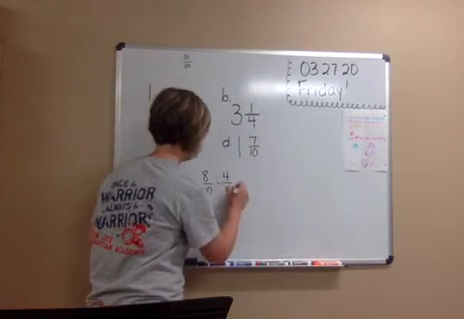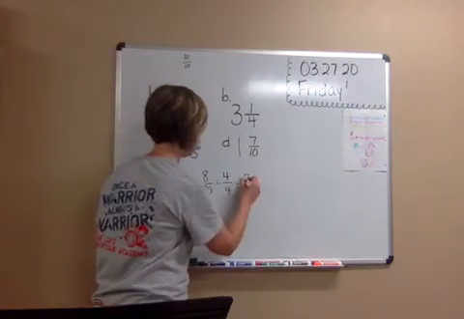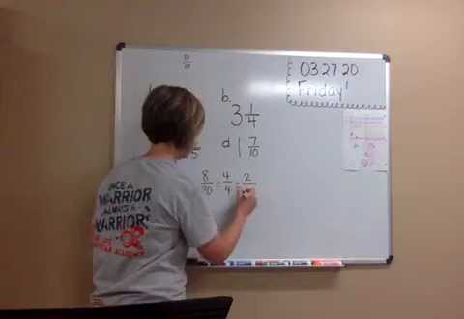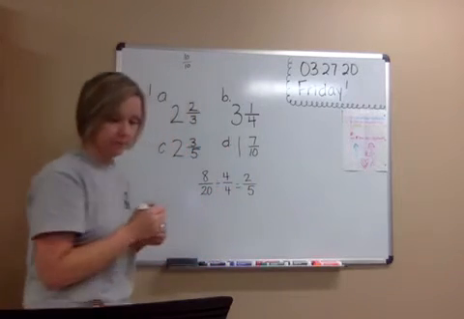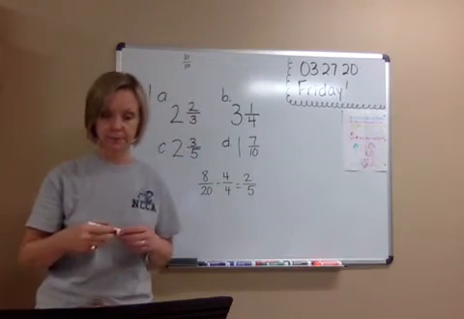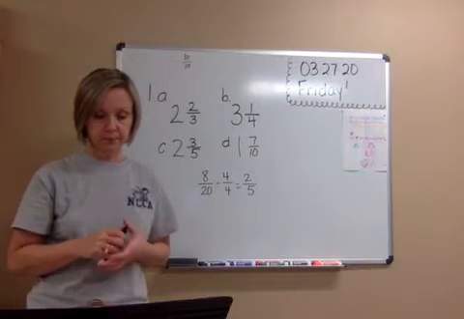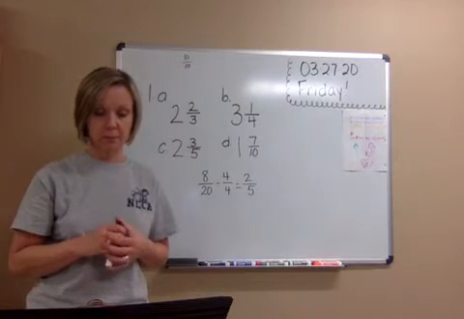4 over 4. 8 divided by 4 equals 2. 20 divided by 4 equals 5. So that would be 2/5 there. Okay? And you can do B and C.